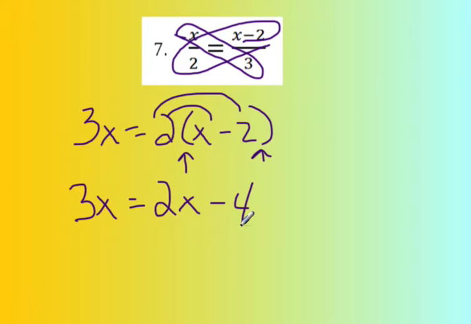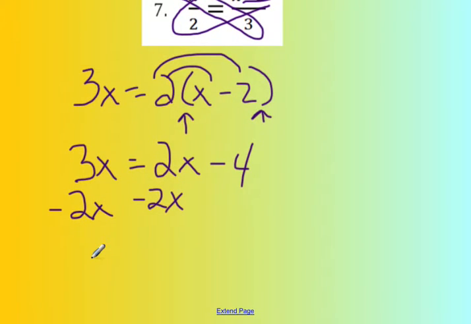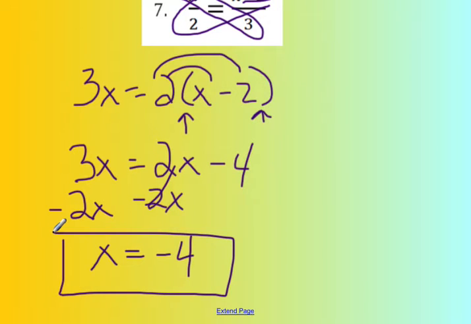So the next thing I need to do is take that 2x and subtract it over to the other side. So 3x minus 2x is just x, and these have already canceled out. And then I get negative 4. So from all that crazy fraction business, we ended up getting that x is equal to negative 4. Not too shabby.